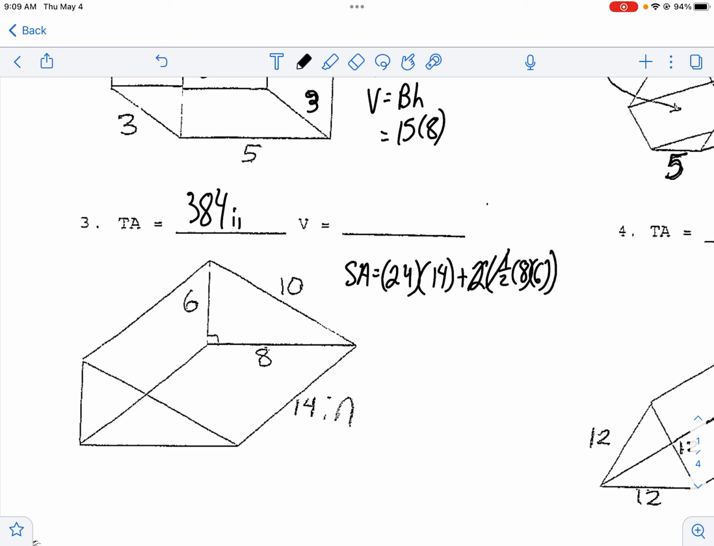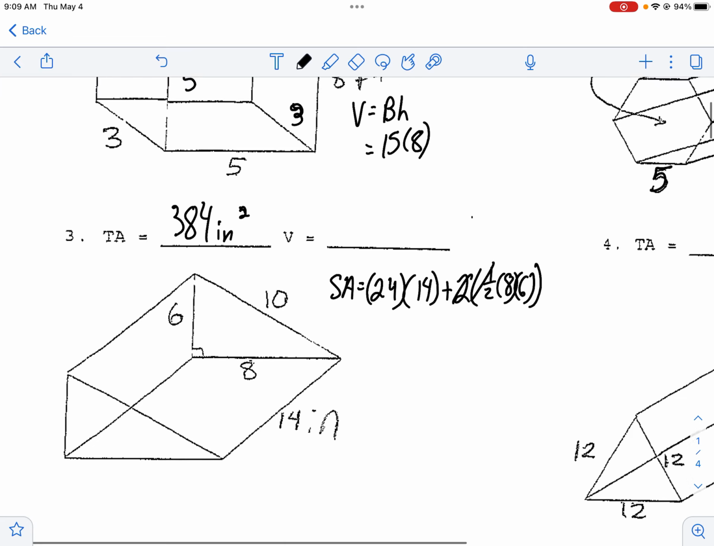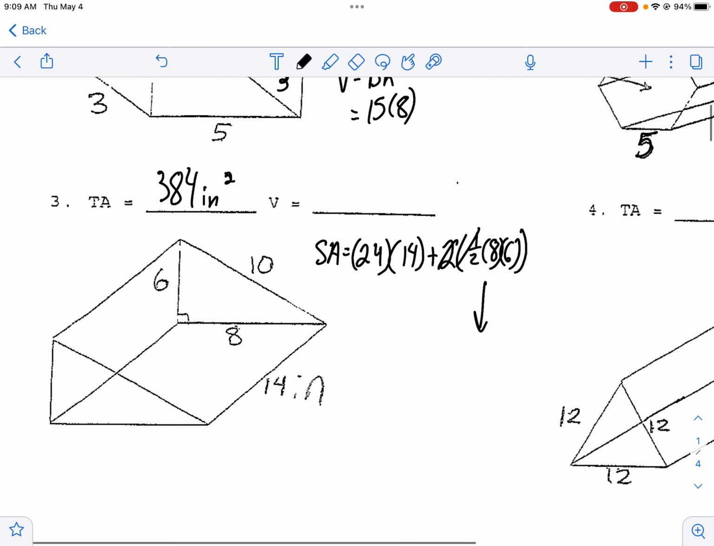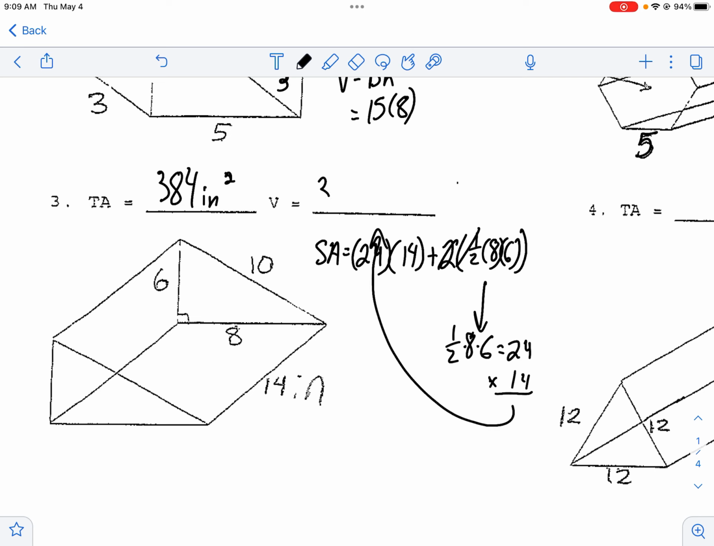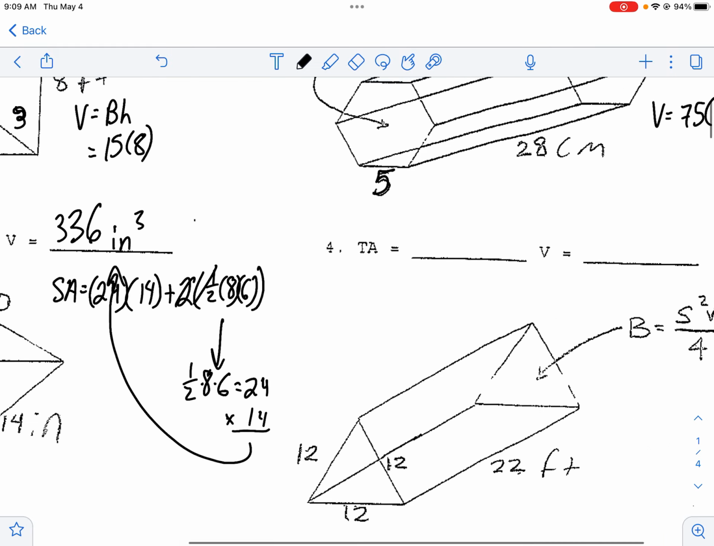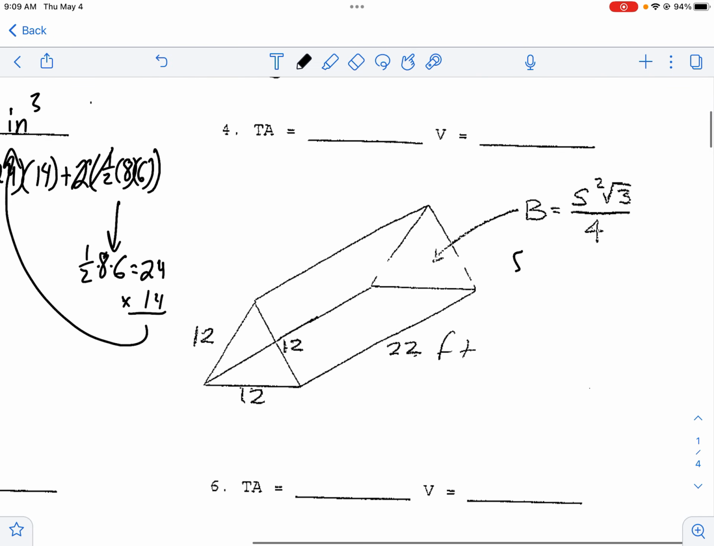384 inches squared. And my volume would just be area of the base, which I said was this. So it would be 48. Nope, half of 48, that'd be 24, right? 1/2 times 8 times 6 equals 24. I need to multiply that by the height, which is 14. And you get an answer of 336 inches cubed.